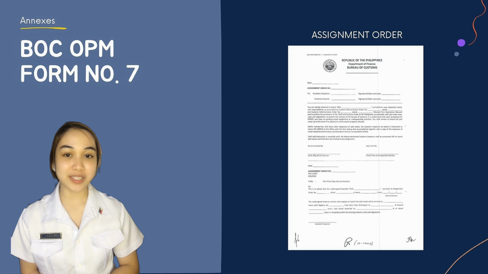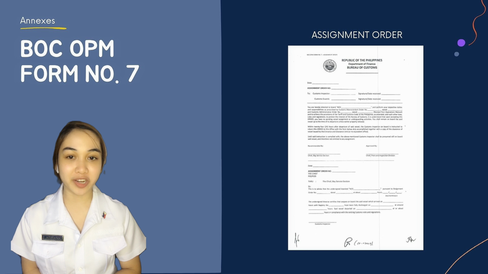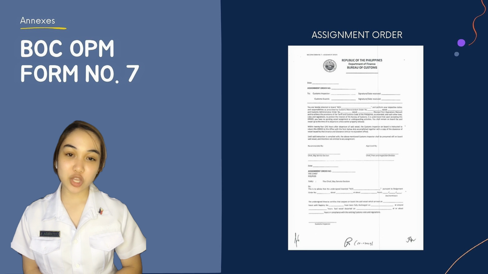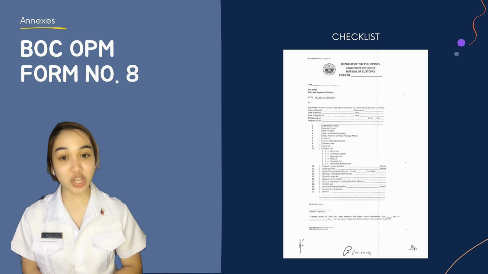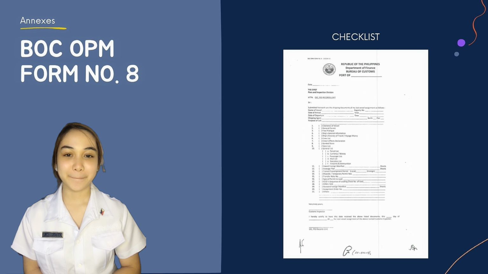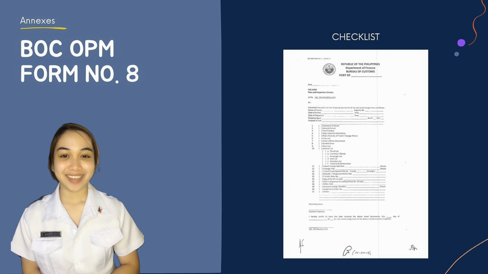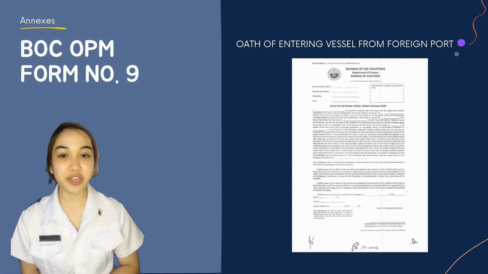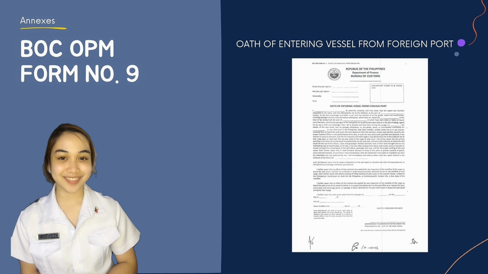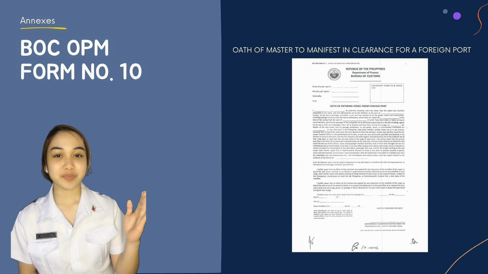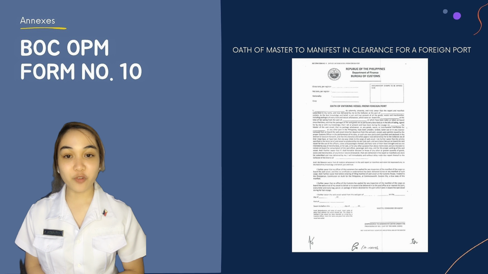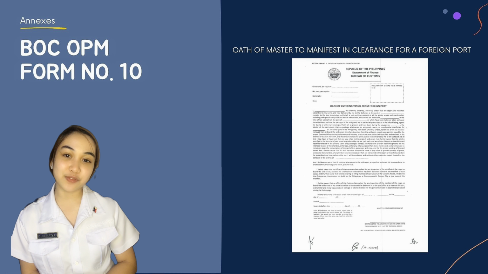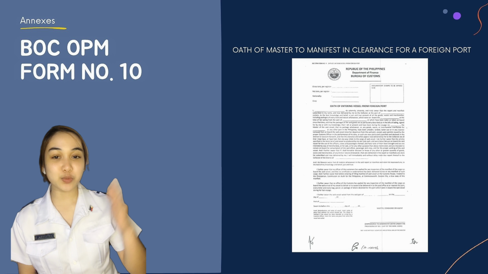BOC-OPM form number 7, or the Assignment Order. BOC-OPM form number 8 is the Checklist. BOC-OPM form number 9, the Oath of Entering Vessel from a Foreign Port. BOC-OPM form number 10, the Oath of a Master to Manifest in Clearance for a Foreign Port. Here's what it looks like.